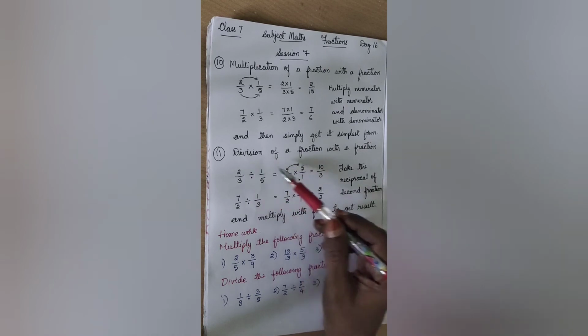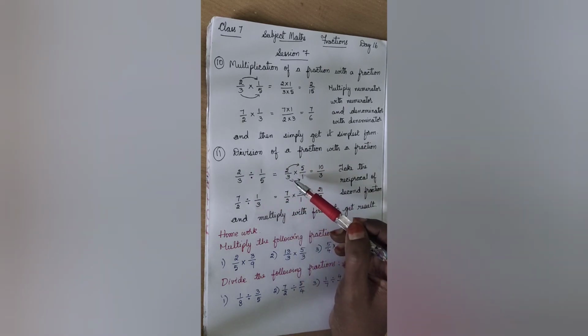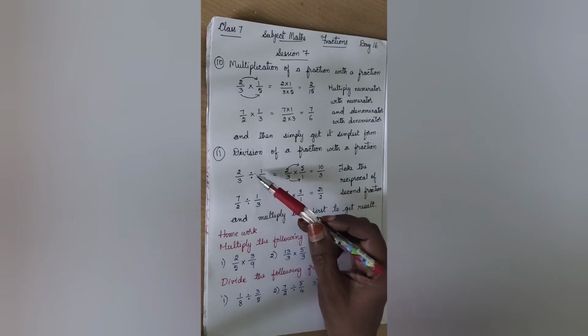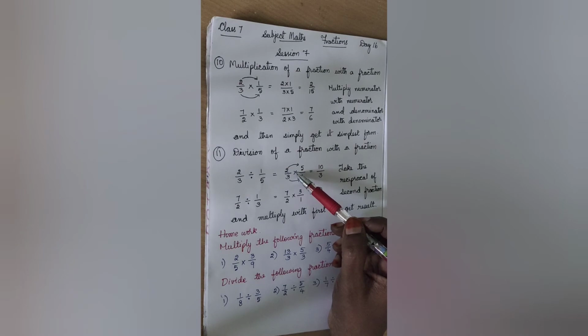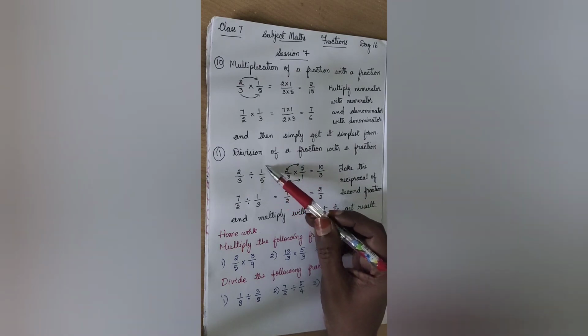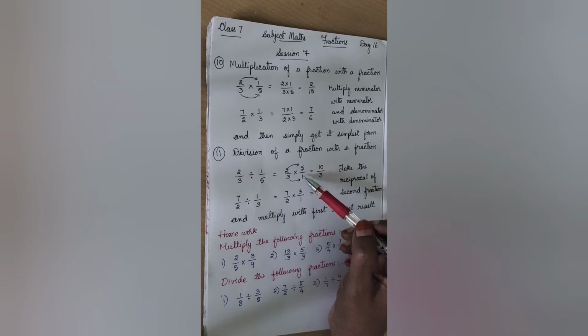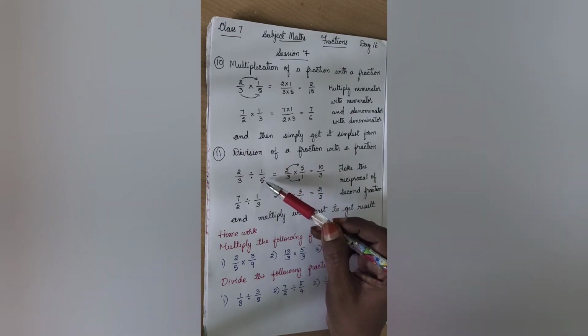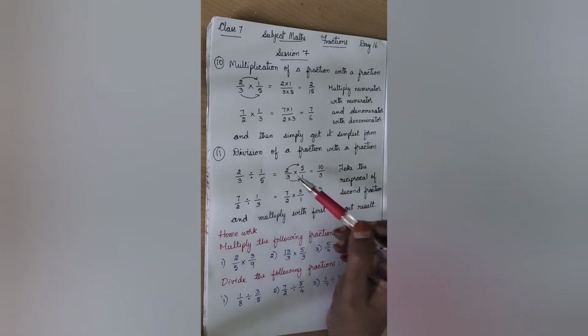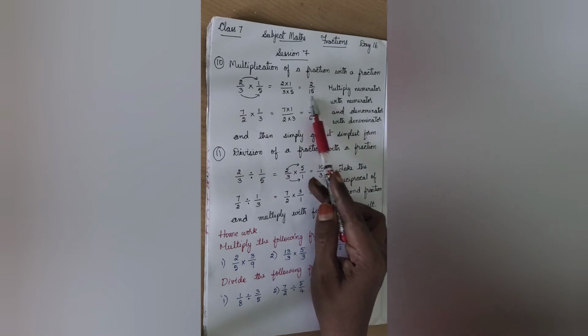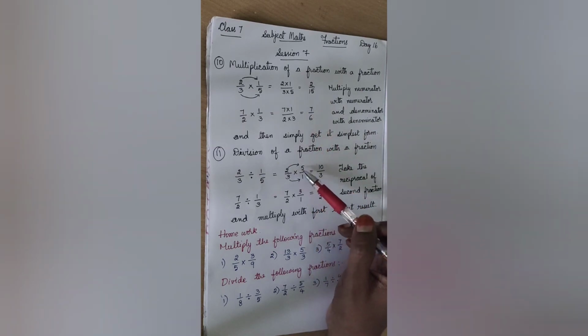See, here 2 by 3 and here also 2 by 3. It doesn't change. Only the second fraction and the division symbol will change. So division is converted into multiplication and the second fraction is converted into its reciprocal. Reciprocal means the numerator changes to denominator and the denominator changes to numerator. Then multiplication, as we have done in the earlier case, numerator into numerator, 2 5s are 10, and denominator into denominator, that is 3 1s are 3.